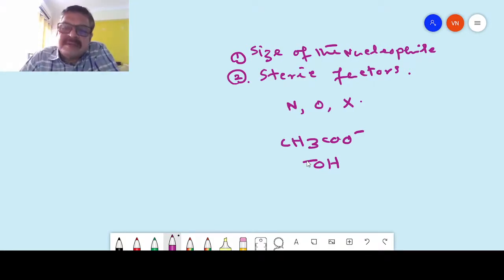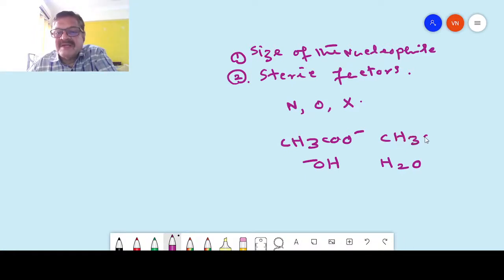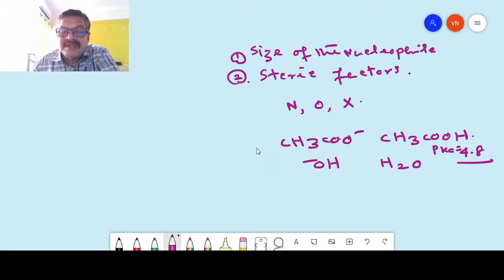It is determined by comparing the pKa values of the conjugate acids, which we have seen now. The conjugate acid of OH minus is water, and for the acetate anion, the conjugate acid is acetic acid here. Which is more acidic? What is the pKa value? The pKa value of acetic acid is, I think, 4.8 here. In the case of water, the pKa value is around 15.